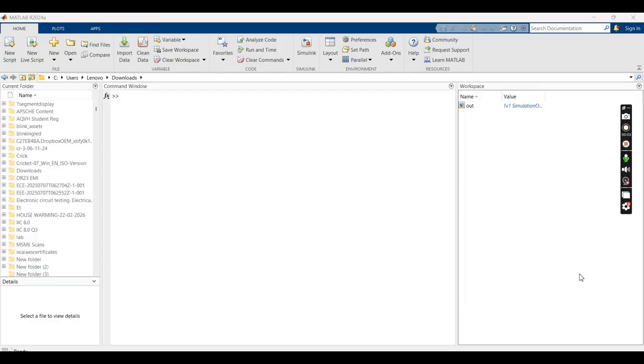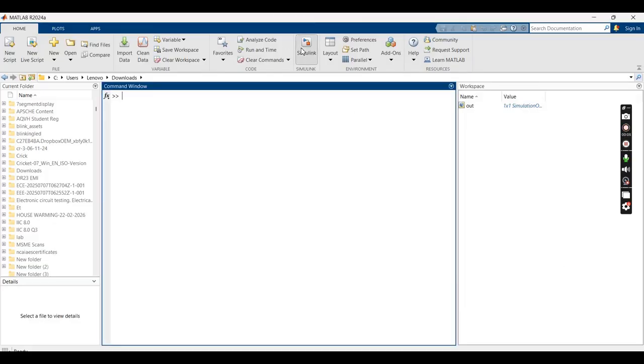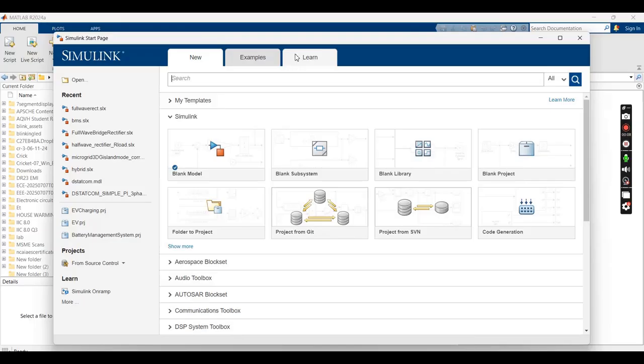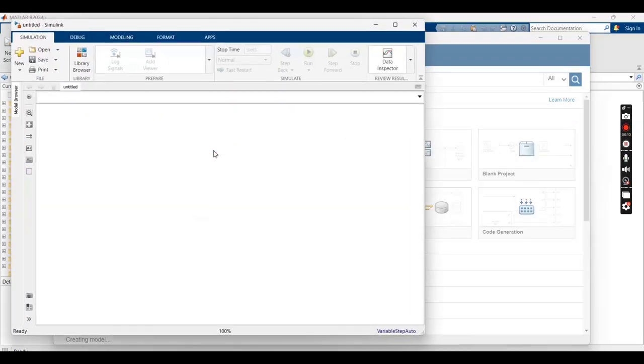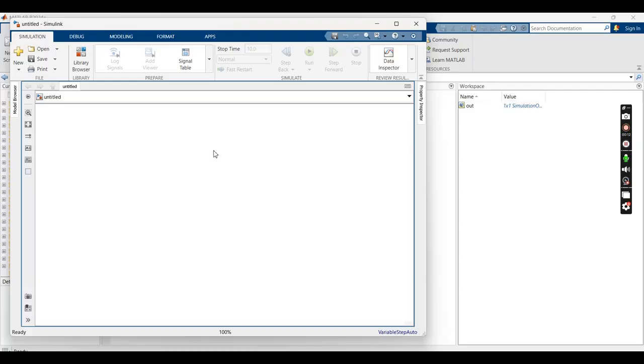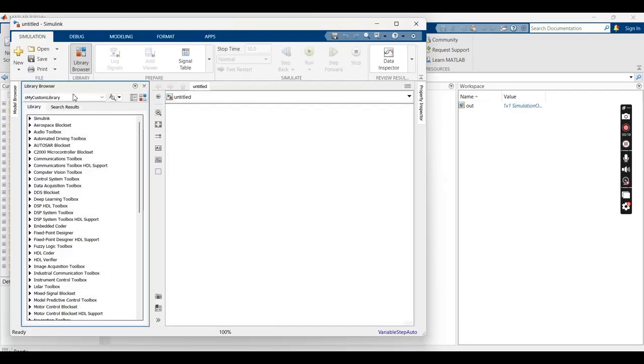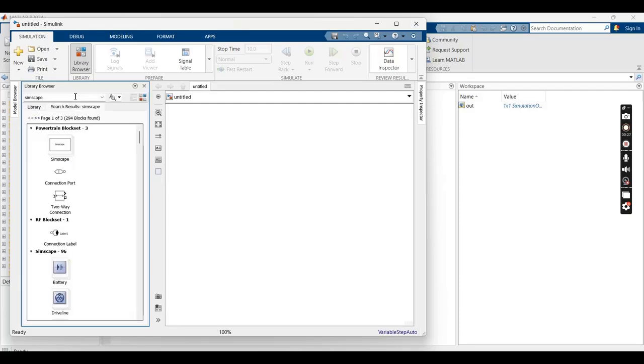First, open MATLAB and hit that Simulink button. We are starting with a blank model. To build our rectifiers, we will be using the Simscape Electrical library. I will be using the Power System Specialized Technology blocks because they are incredibly robust for power electronics.